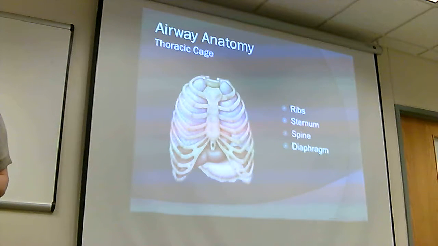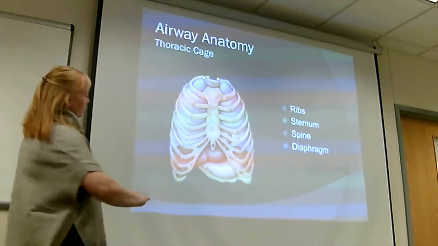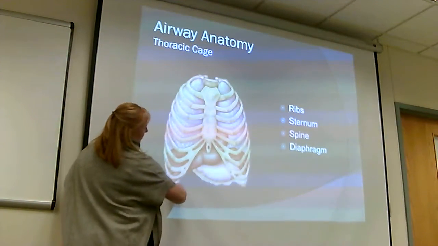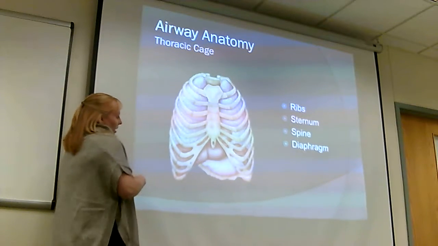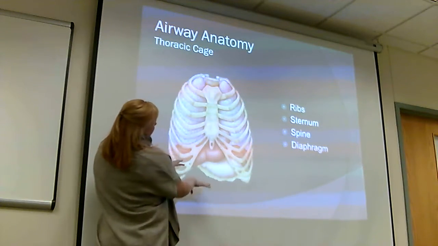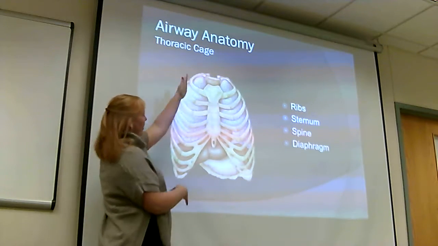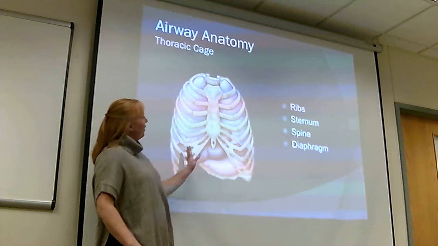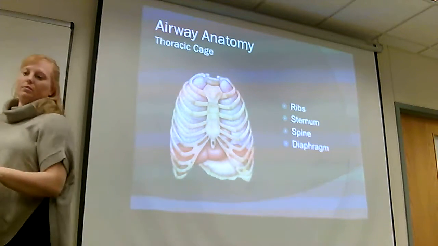The diaphragm is not shown in this picture, but it's a dome-shaped membrane that sits kind of right here. And when it flattens out and comes down, it causes a negative pressure intrathoracically, and air comes into the lungs. And then when it relaxes and comes back up, air gets pushed back out of the lungs.